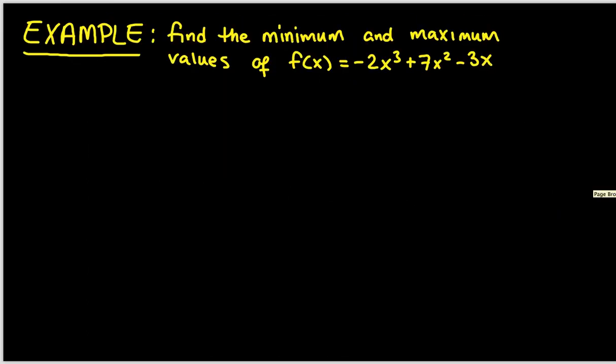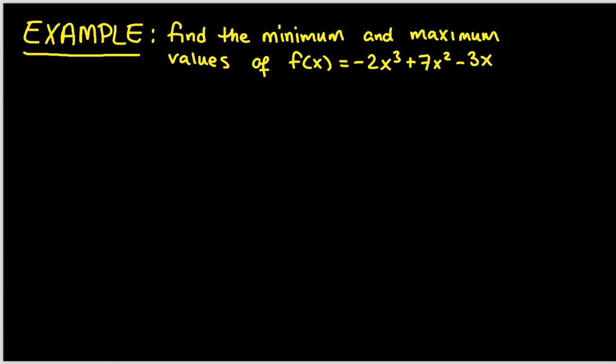Okay, so what I want you to do in this example is find the minimum and maximum values of f of x equals negative 2x to the third plus 7x squared minus 3x. Now, unlike our function that we had in the warm-up, this function's not so easy to visualize. It's not so easy to graph. It's cubic, not quadratic. That makes it a little bit more difficult.